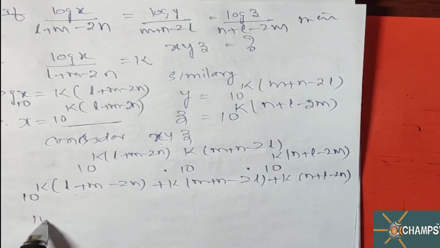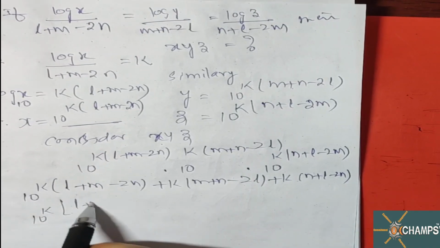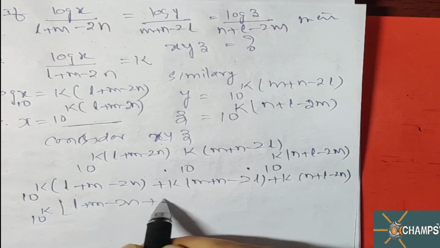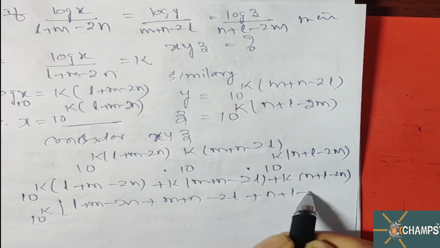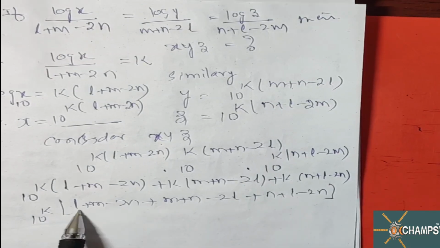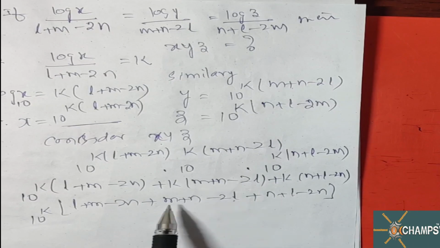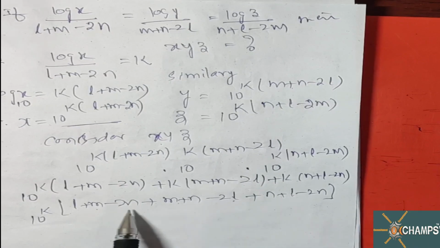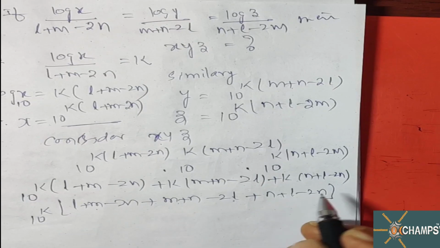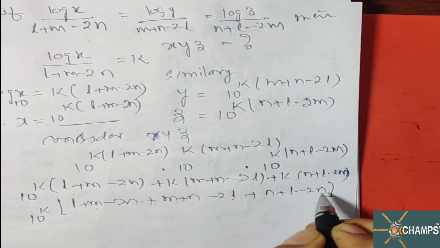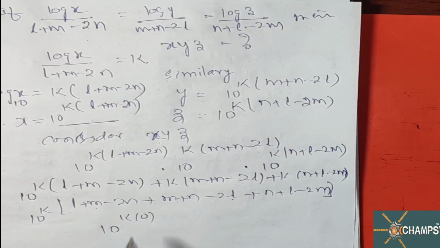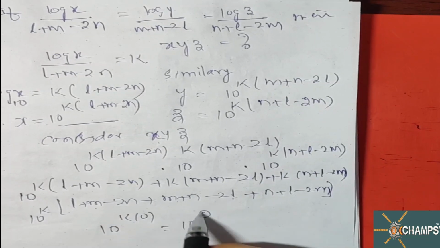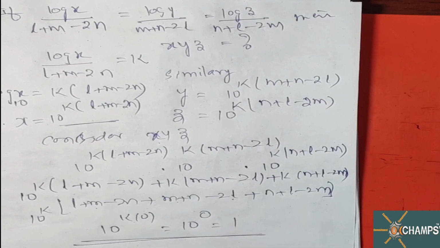Now sir, you can take k as common: l plus m minus 2n, m plus n minus 2l, n plus l minus 2m. Plus l and 2l minus 2l cancel, plus m and 2m minus 2m cancel. So this is 10 to the power of k into 0. 10 to the power of 0 is equal to 1. Answer to this question is 1.